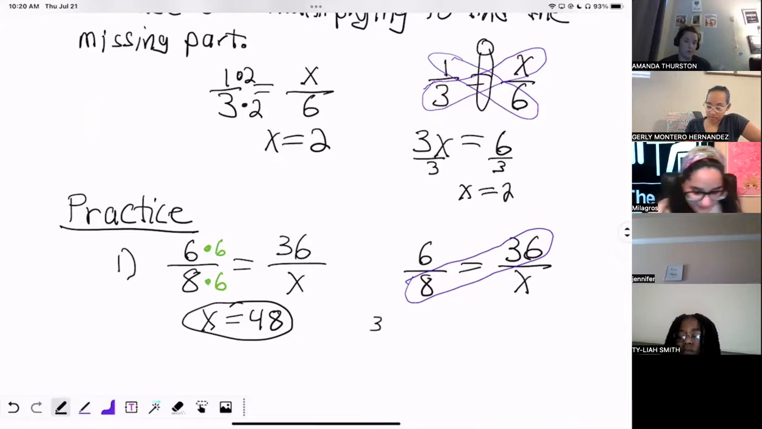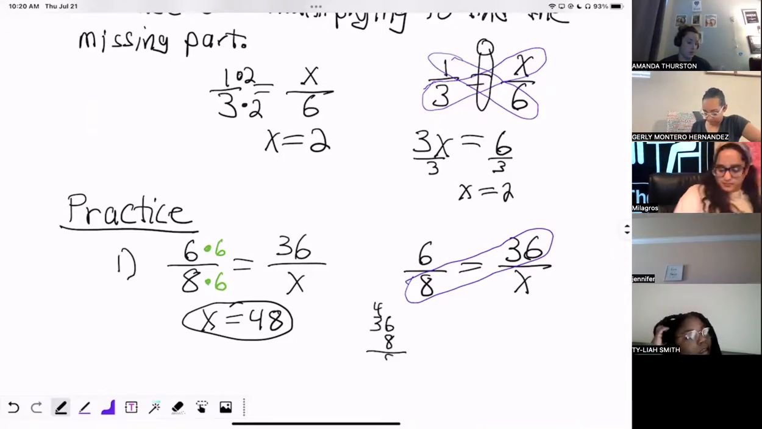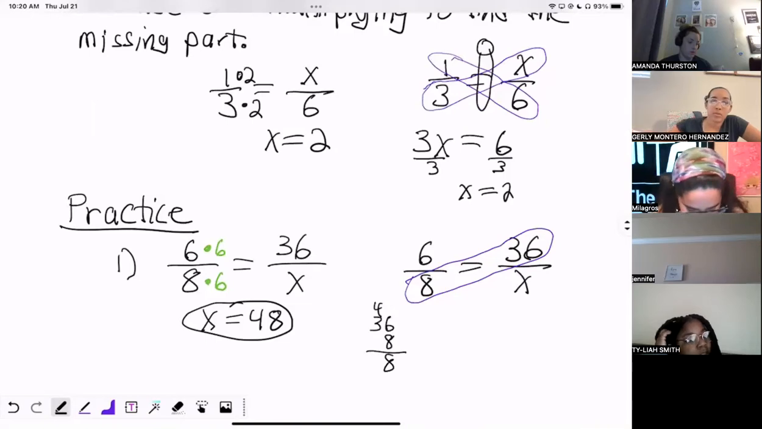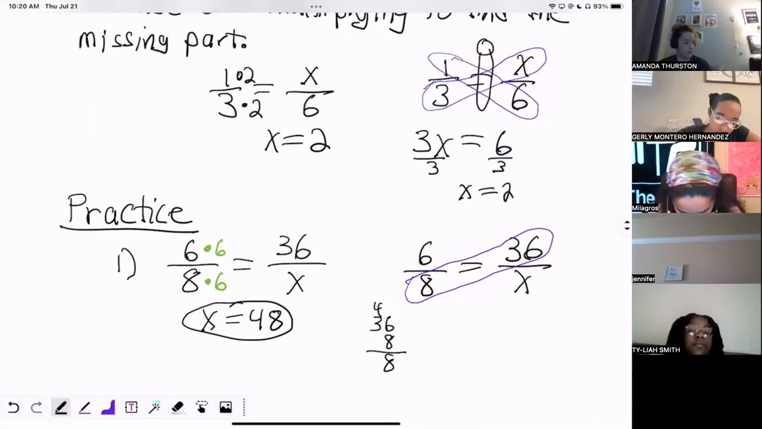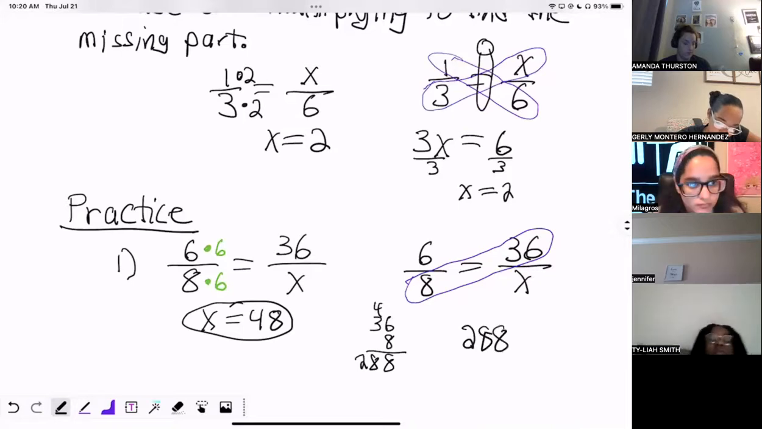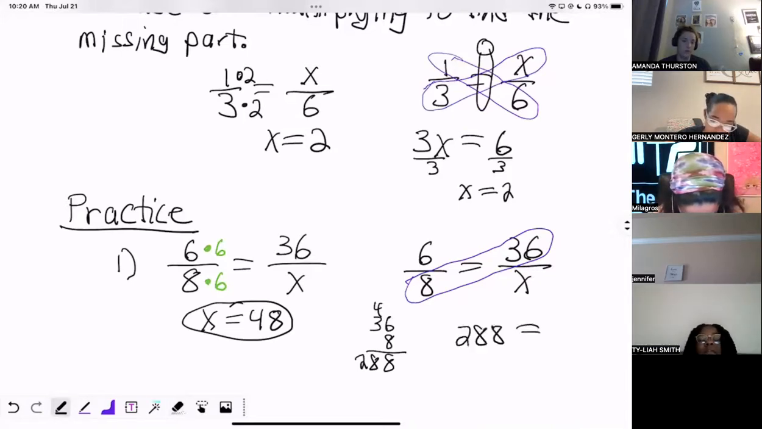So we have to multiply this. 36 times 8. 8 times 6 is 48. 8 times 3 is 24. Plus 4 is 28. Okay, so it's 288. 288 is equal to, and now I'm going to do my other cross way. Basically, one on top to the one on the bottom of the other side, both ways, equals 6x.